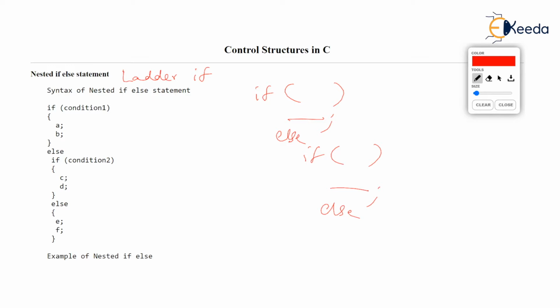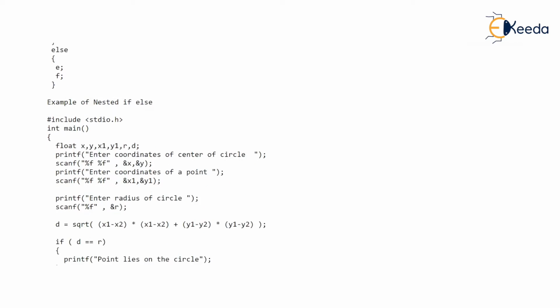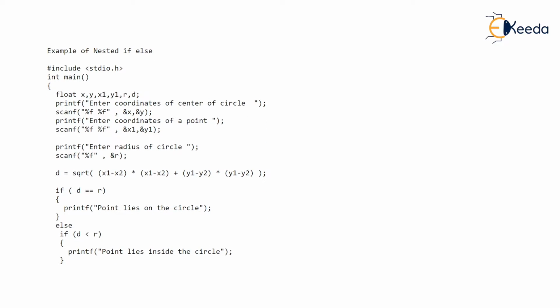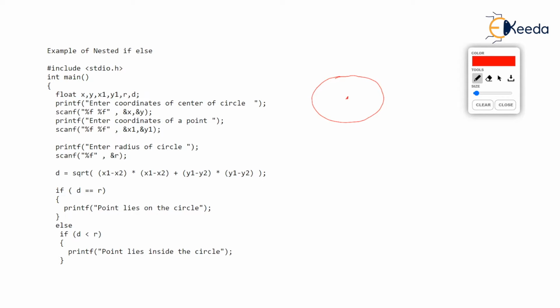Now, as an example of nested if else, let's say that we are asked a problem to enter the center of the circle. Let's say the center of the circle is x, y, and we are also asked to enter the radius r of the circle. Then we are asked to enter some other point x1, y1, and my program should tell whether this point x1, y1 is inside the circle, outside the circle, or on the circle.